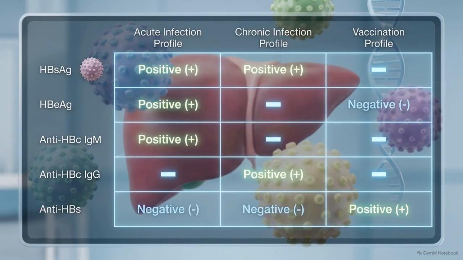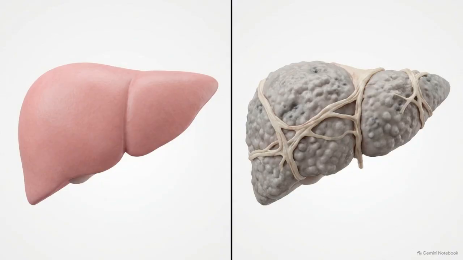An acute infection is confirmed when both the surface antigen and the IgM core antibody are present simultaneously. The second profile is chronic infection, defined by the persistence of the surface antigen and the IgG core antibody, while protective surface antibodies remain absent. Finally, immunity from vaccination. These patients test positive exclusively for the protective anti-HBs antibody. Because vaccines contain only the surface antigen, core antibodies always test negative. This matrix is the only reliable way to determine if an asymptomatic patient has cleared the virus or is at risk for end-stage liver failure.